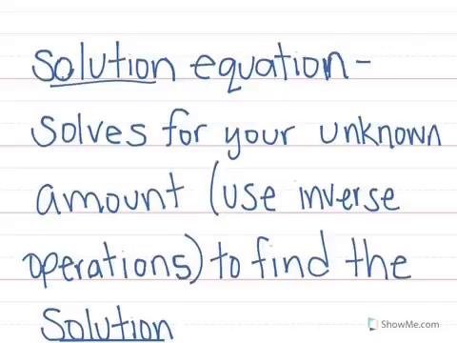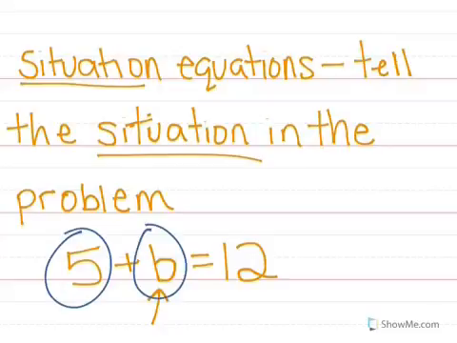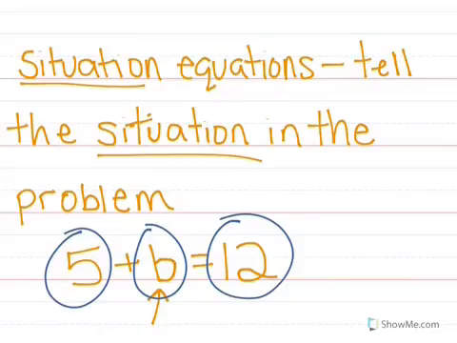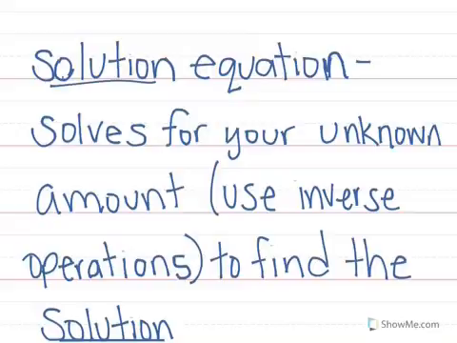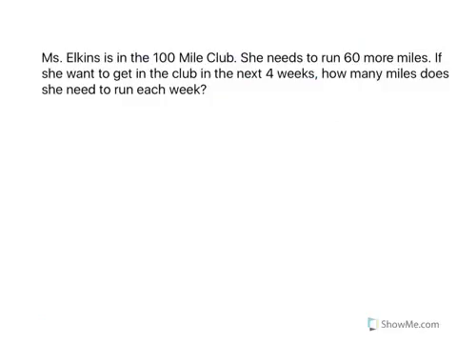On the other hand, a solution equation solves for your unknown amount using inverse operations to find the solution. In a situation equation, you're looking at the situation in the problem: 5 kids plus some amount more equals a total of 12. In a solution equation, this variable b needs to be solved for. So I'm going to use the inverse operation for addition, which is subtraction. I'm going to take my total of 12 kids minus my 5 that were already in my class to find my solution, or b, in my equation.